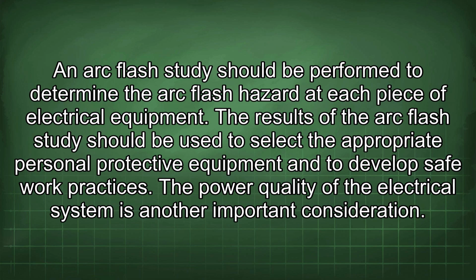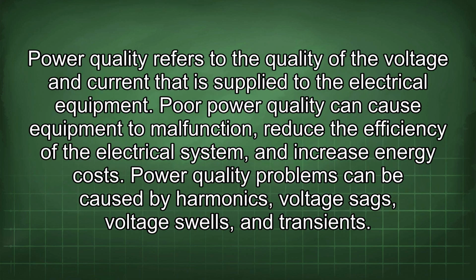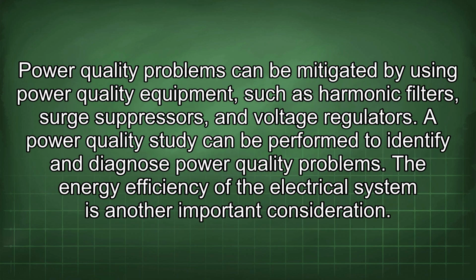The power quality of the electrical system is another important consideration. Power quality refers to the quality of the voltage and current that is supplied to the electrical equipment. Poor power quality can cause equipment to malfunction, reduce the efficiency of the electrical system, and increase energy costs. Power quality problems can be caused by harmonics, voltage sags, voltage swells, and transients. Power quality problems can be mitigated by using power quality equipment, such as harmonic filters, surge suppressors, and voltage regulators.